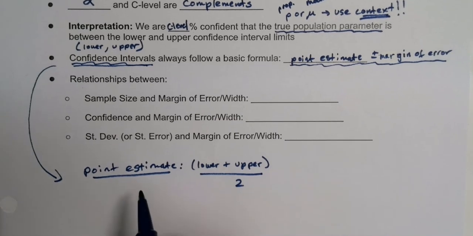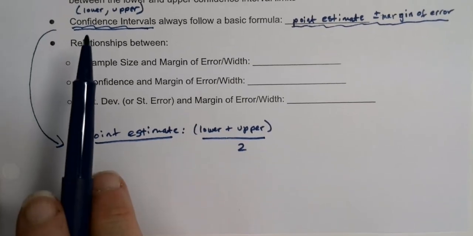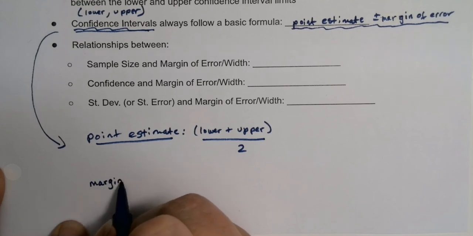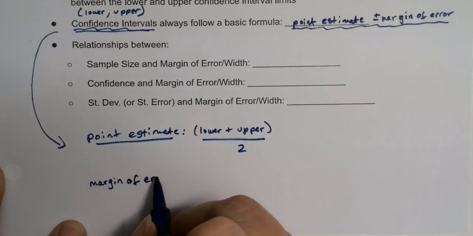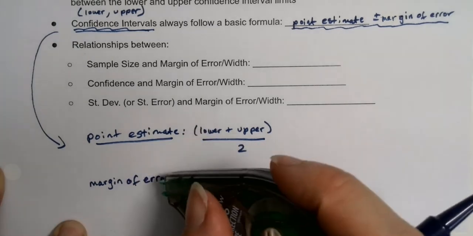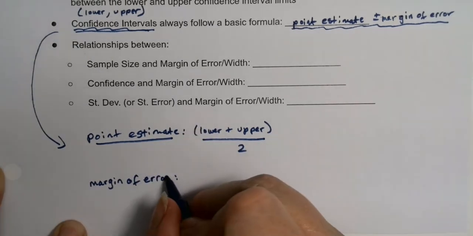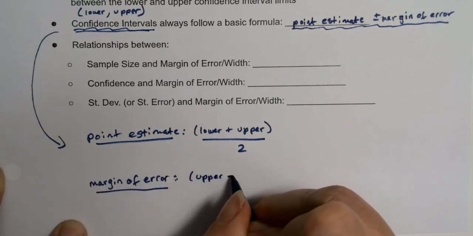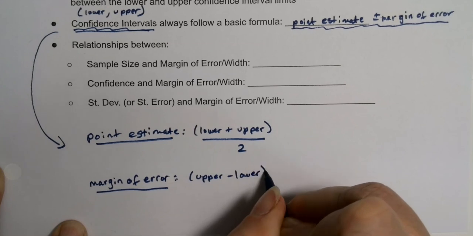And similarly, if you have the interval, the margin of error, even though we have the formulas up above that are like the fancy formulas, if you have the margin of error, that would be the upper minus the lower divided by 2.